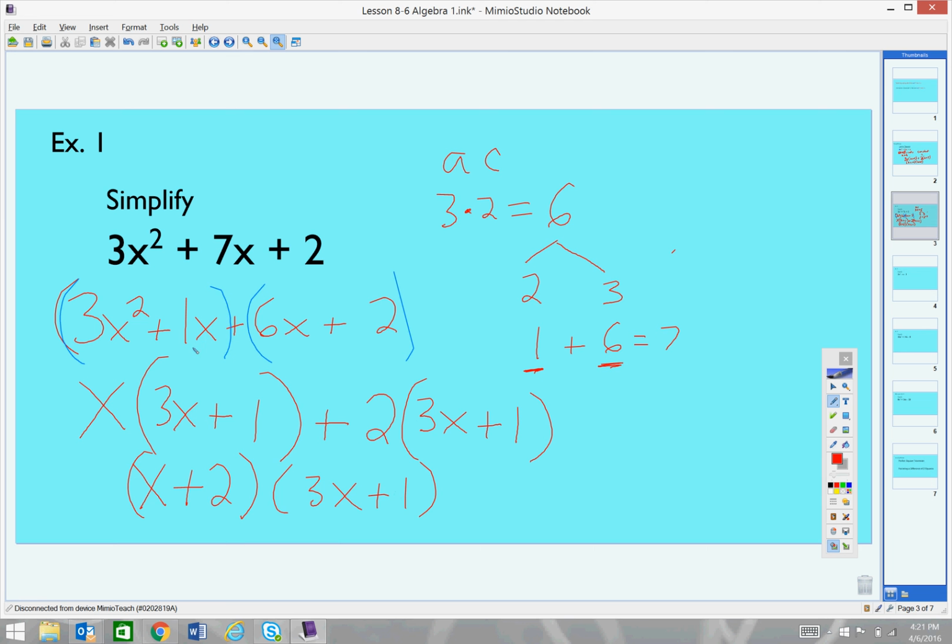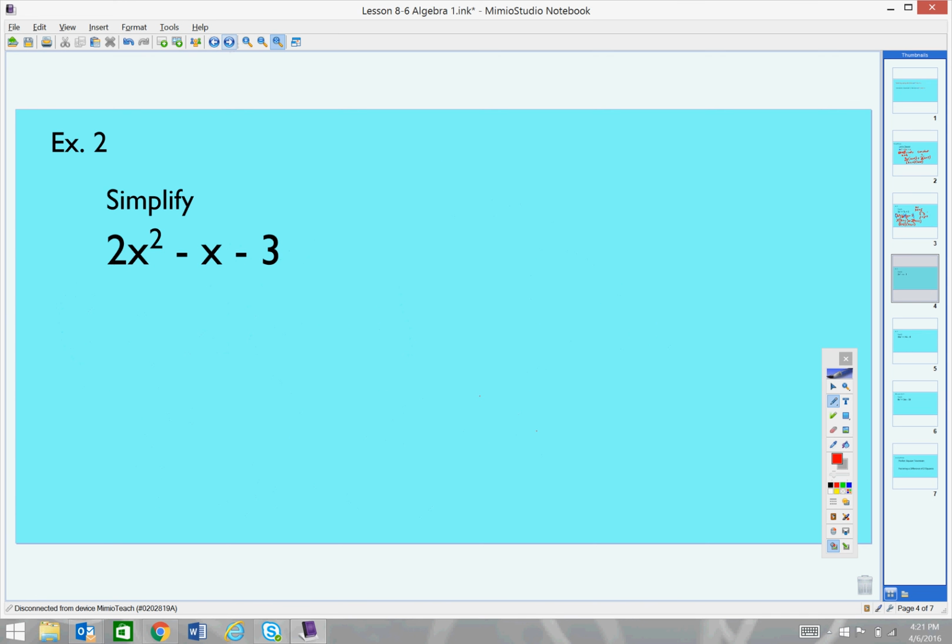Now one thing I want to tell you is if you switch this, and I won't do it, and put 6x here, and you put 1x here, it'll still come out just fine. All right, it would still work, so it doesn't matter which way you do that. All right, let's look at the next example here. Keep things moving in this exciting world of algebra.